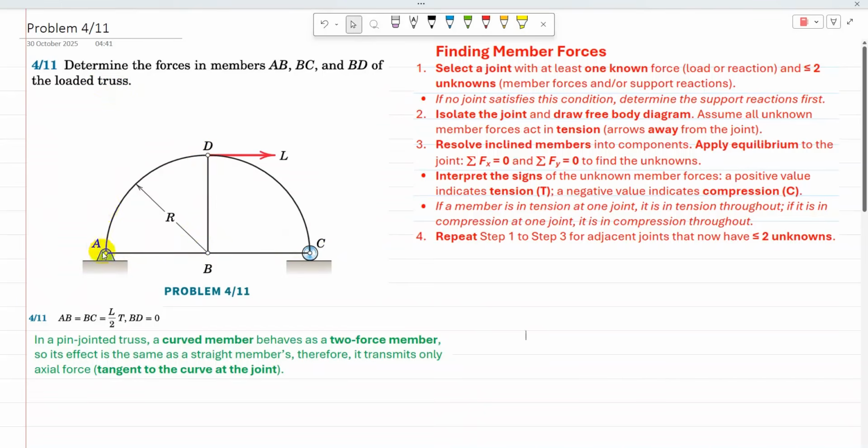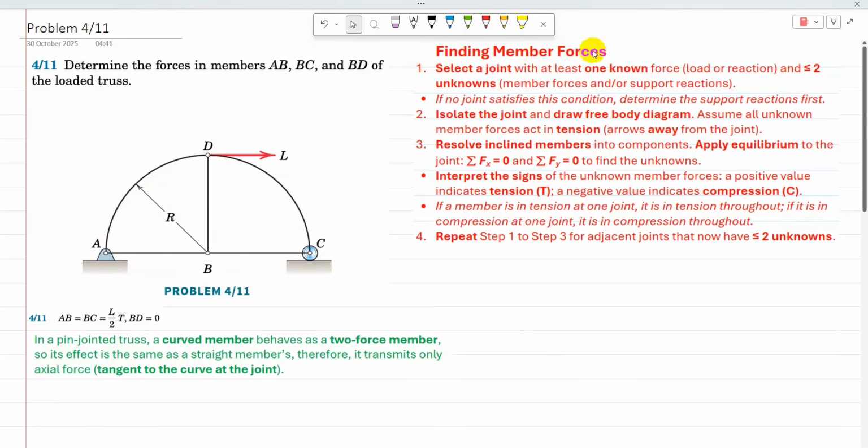But there are two curved members, AD and DC, and here is a fact about a curved member. In a pin joint truss, a curved member behaves as a two-force member, so its effect is the same as a straight member. Therefore, it transmits only axial force, either tension or compression, tangent to the curve at a joint. So for analysis, the curved member AD can be assumed as a straight member AD, and a straight member DC.